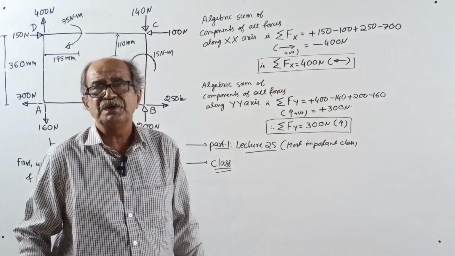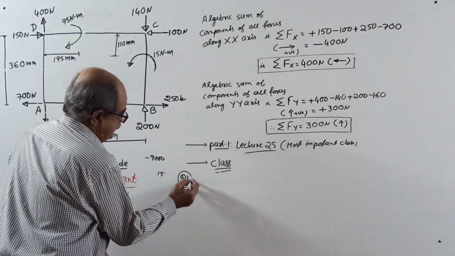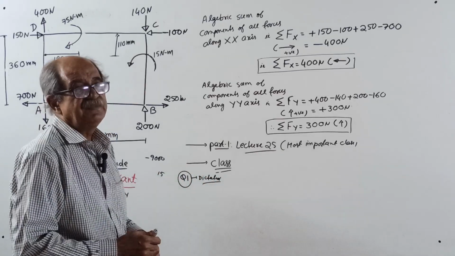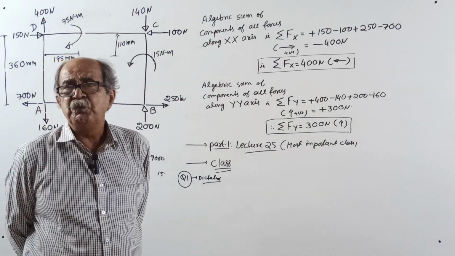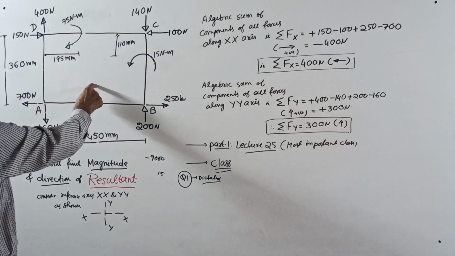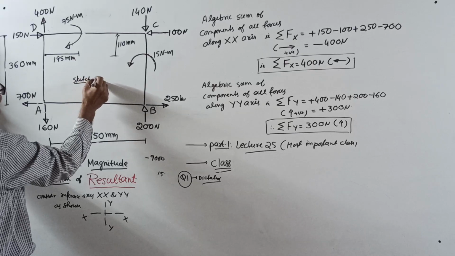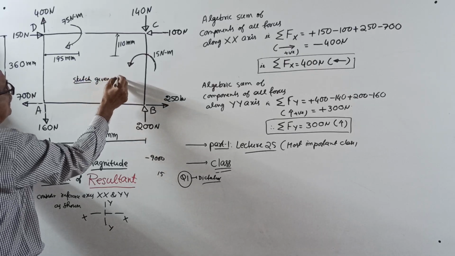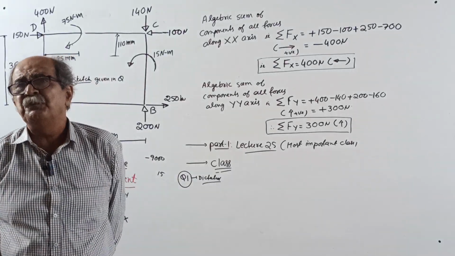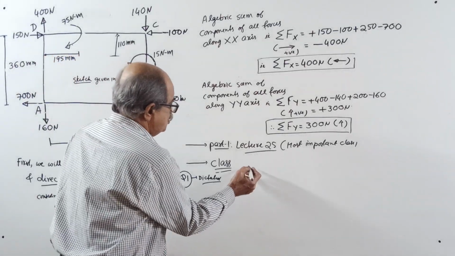Okay, start. Question first. This is question 1, dictated in the class. For the given coplanar force system, see here, this is the sketch given in the question. For the given coplanar force system, find the resultant completely. That's all. Now start the solution.